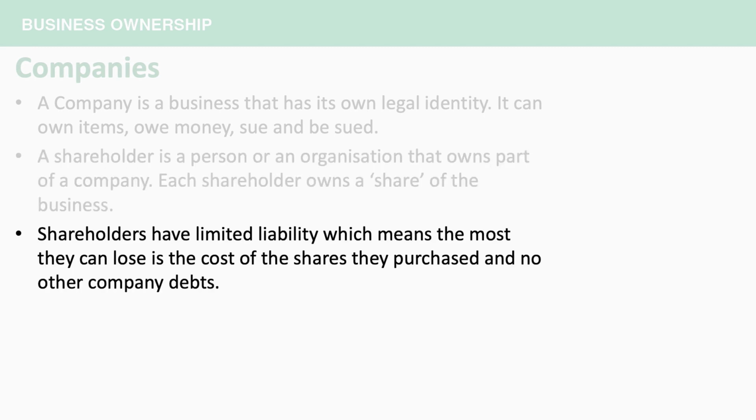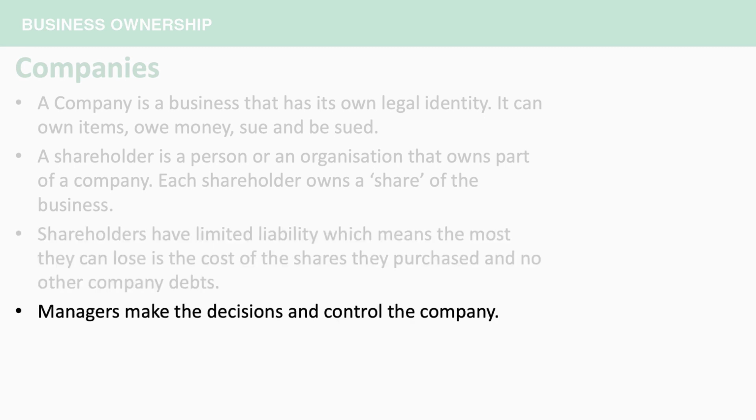Now, with companies, shareholders have limited liability, which means the most that they can lose is the cost of the shares they purchased and no other company debts. So say if that company is to be sued, the shareholder will not be sued personally, they will just lose their share. And also with companies, managers make the decisions and control the company.